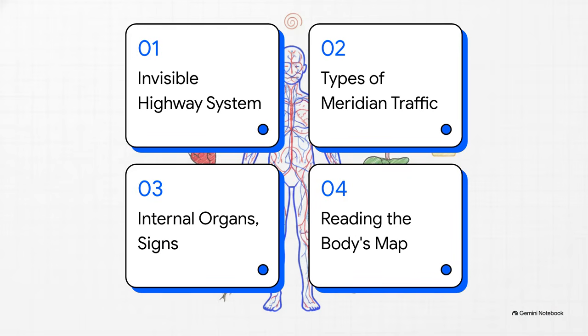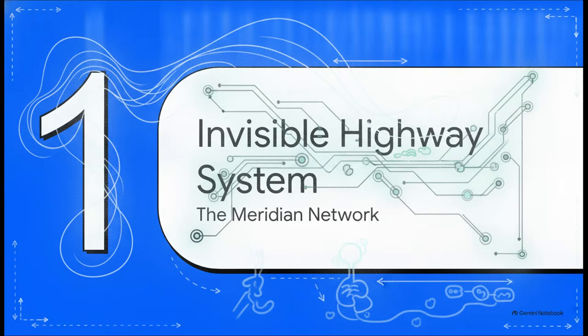So, here's our roadmap for today. First up, the invisible highway system. Then, types of meridian traffic. Third, internal organs, external signs. And finally, reading the body's map. Okay, let's dive into this.